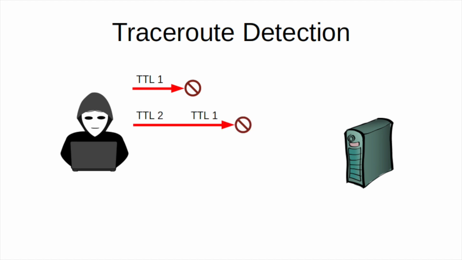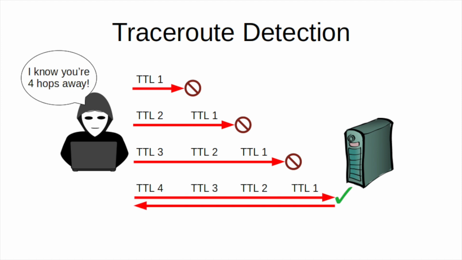The first router reduces it to 1. The second router cannot deliver it, so the sender identifies the second router. Eventually, the TTL will increment enough to reach the server. Then the attacker knows how far away the server is and the route to the server.